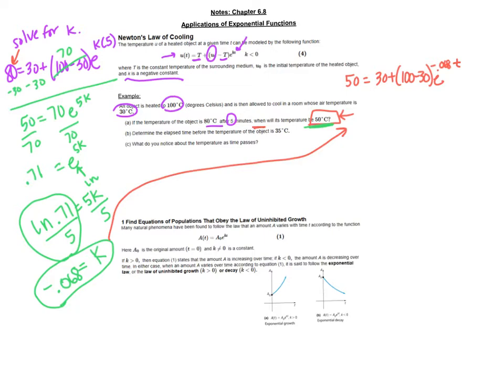Okay, so I will literally do the same exact process that I just did. I'm going to move the 30, divide by the 70, take my natural log, and then divide by that negative 0.068. Okay, so let's do it. I'm going to subtract my 30.